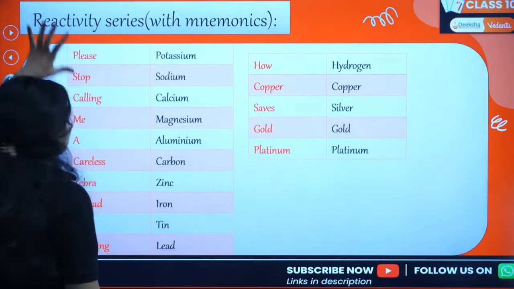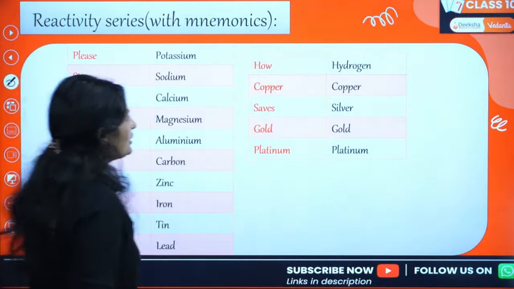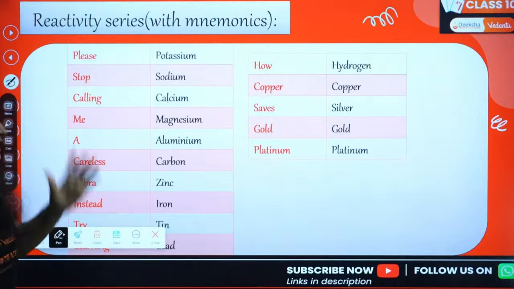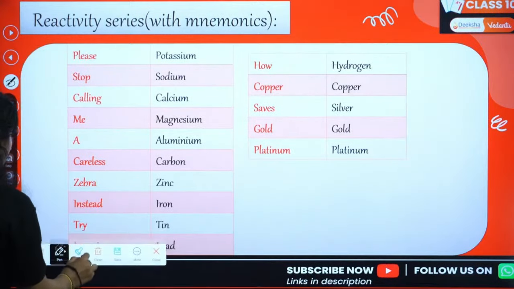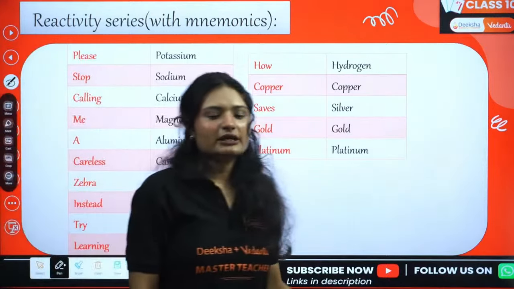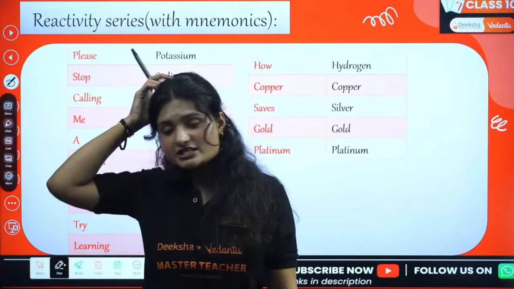Moving on. Reactivity series, my dear kids. Yes, reactivity series. Okay, so where do we start from? Not the Katrina one. We are starting with our own please one. Okay, you can make one also. In last class, one student made it, so it was similar to this, but something different. So write that down in the chat section right now.